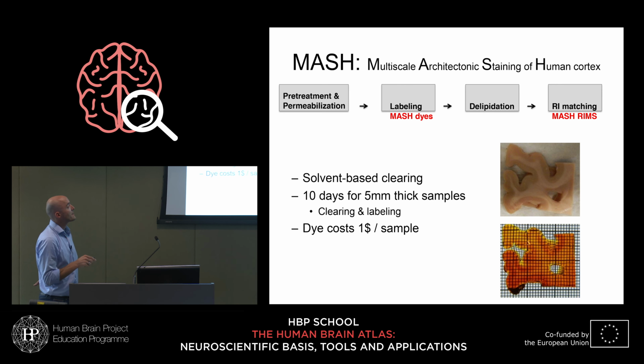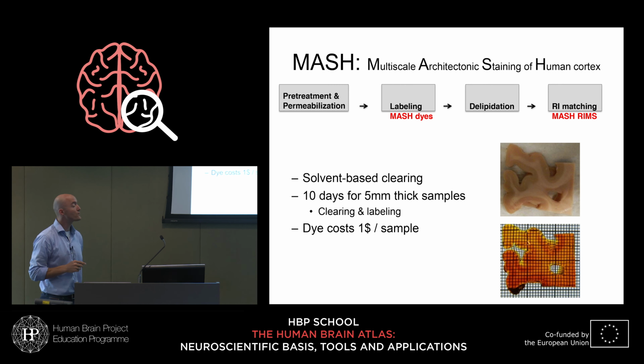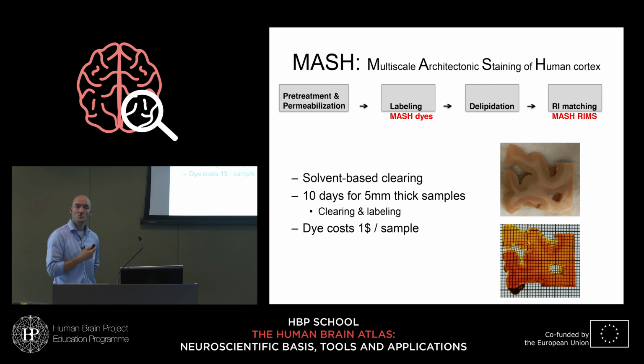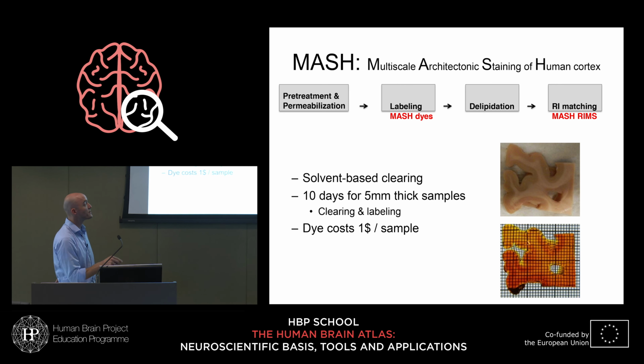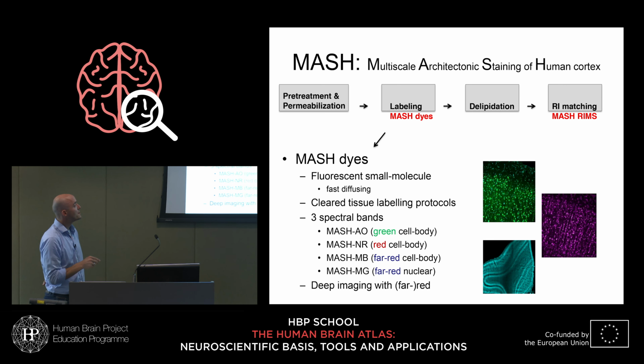So what Sven developed is what we call MASH, Multiscale Architectonic Staining of Human Cortex, which is a solvent-based clearing that takes only 10 days for 5 millimeter thick samples for both clearing and labeling, and so then we can take it to the light sheet microscope and do 3D cytoarchitecture. And it's also extremely cheap. If you had to do this with antibodies, it would be very, very expensive. So you could maybe do it once, but to make a structured study out of this, or to even think about doing this to the entire occipital lobe, which is of course what we really want to do, would become prohibitive. So Sven found some beautiful fluorescent dyes, which we call the MASH dyes, which are small molecules, so they're fast diffusing, in contrast to antibodies, which are very large molecules and slow diffusing.